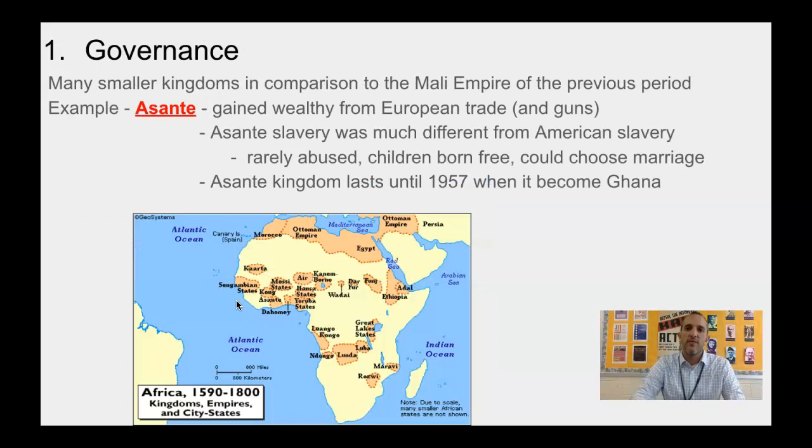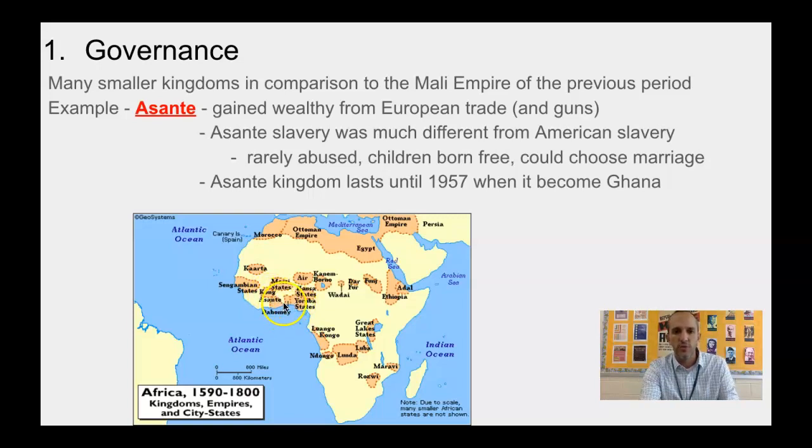In terms of West African governance, during this time period of 1450 to 1750, we don't see the same type of large empire in West Africa that we saw in circa 1200 to 1450. What we see is really smaller kingdoms. You could consider them empires, but they're on a much smaller scale, and there's a bunch of them all throughout West Africa. Oftentimes these kingdoms might go to war with each other, and when they do, they might capture some prisoners, and those prisoners would then be sold into slavery.